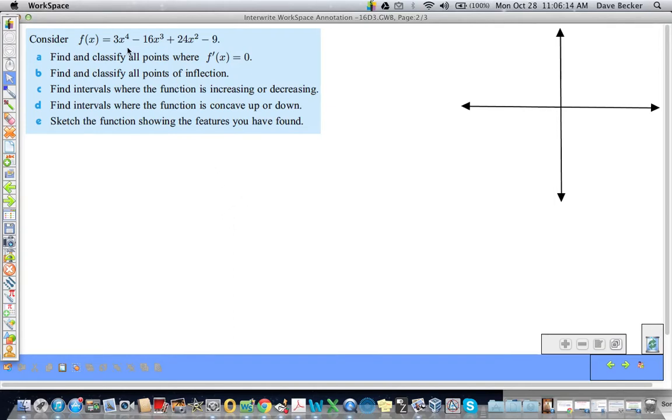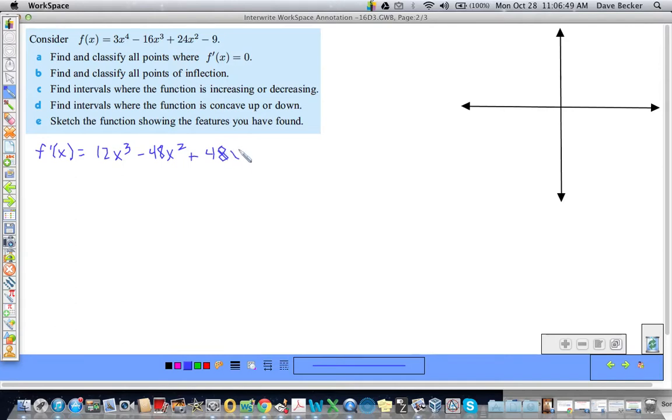So here we go. We have considered this function here, and we're going to sketch it using calculus, using what we have learned. I'm not going to necessarily follow these steps in the order that they are given. So let's find the first derivative. The first derivative is going to be 12x cubed minus 48x squared plus 48x. We are going to factor that and set it equal to 0.